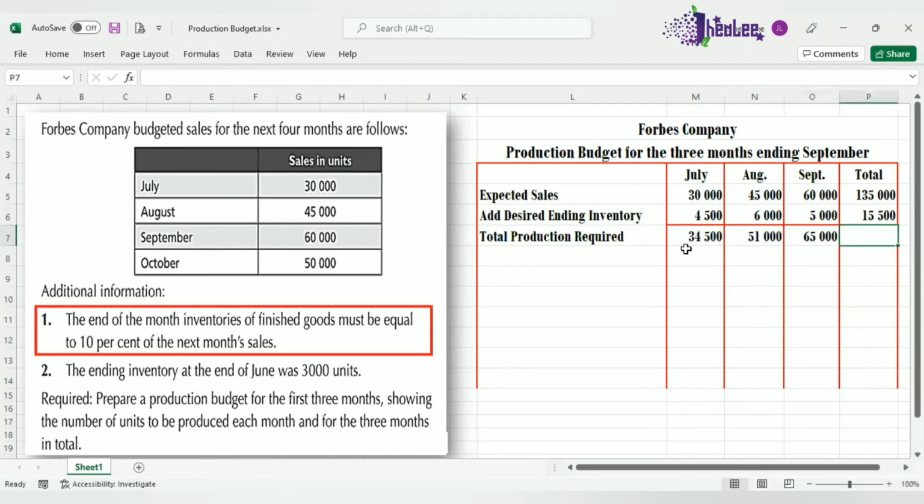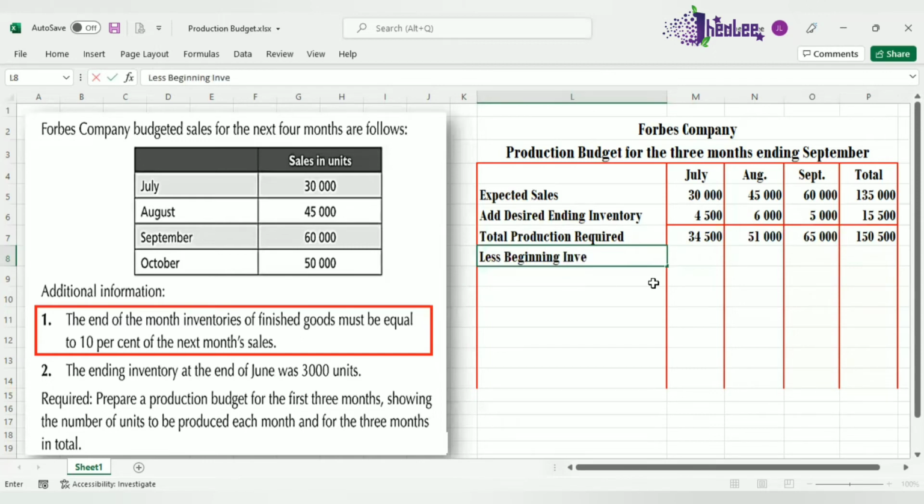And our total would be 34,500 plus 51,000 plus 65,000. And that would give us 150,500. Apart from that, if you add the total expected sales and the total desired ending inventory, you should get back this $150,500.